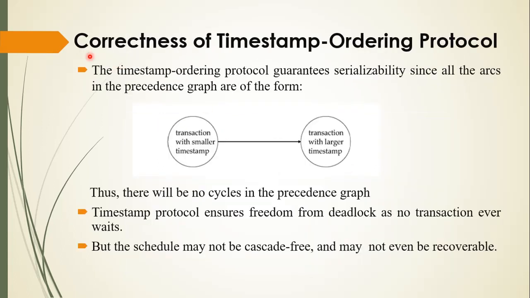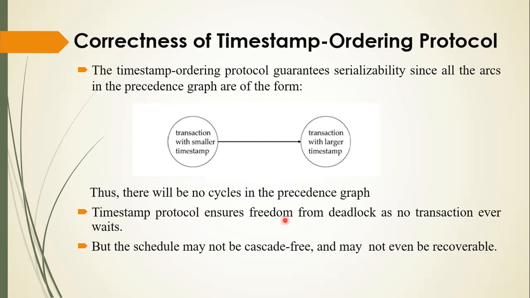Correctness of timestamp ordering protocols: the timestamp ordering protocol guarantees serializability since all the arcs in the precedence graph are of the form from a transaction with smaller timestamp to a transaction with larger timestamp. Thus there will be no cycle in the precedence graph. So first priority is always given to the smaller, older one.